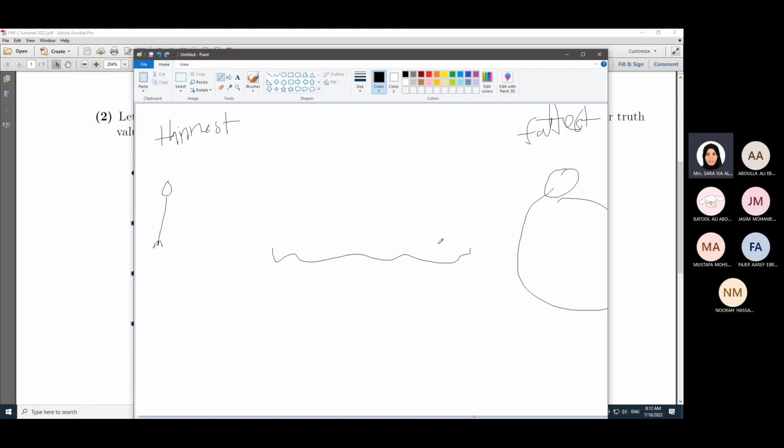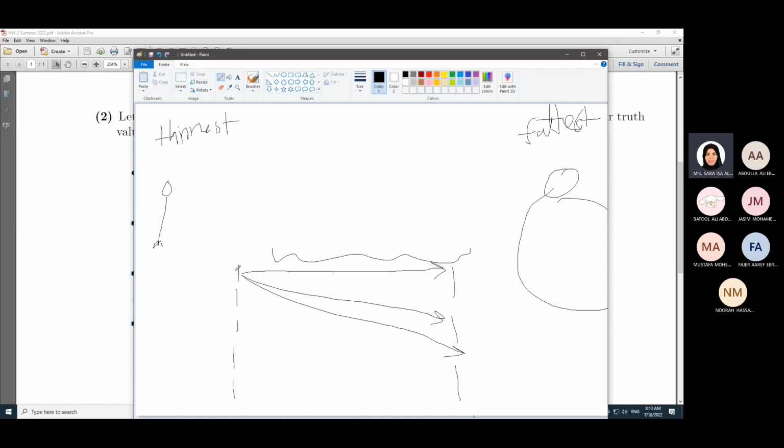So can I say that everyone in the world is thinner than everyone in the world? What does it mean, everyone in the world? It means I will list all people in the world and compare. Ali is thinner than Ahmed. Ali is thinner than Jasim. Ali is thinner than everyone. I will even compare him with himself.